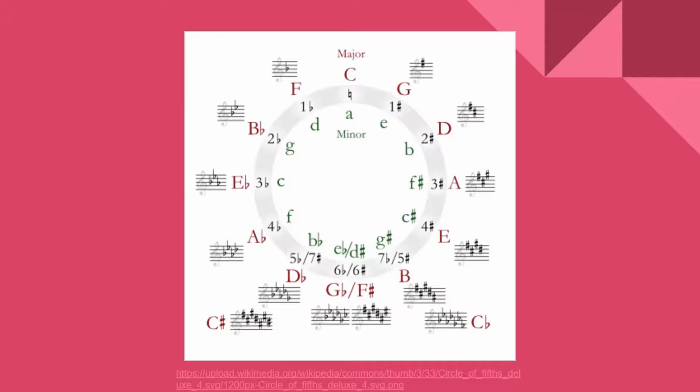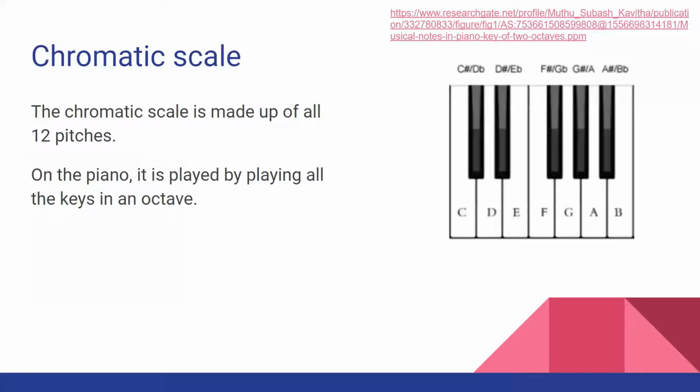Now, let's look at different terms in the definition to help us understand the circle of fifths. First, we're going to define the chromatic scale, which is essentially a scale made up of all 12 semitones, or pitches. All of these 12 are represented in the circle of fifths, and on the piano, it is played by playing all the keys in an octave, which can be seen on the right.